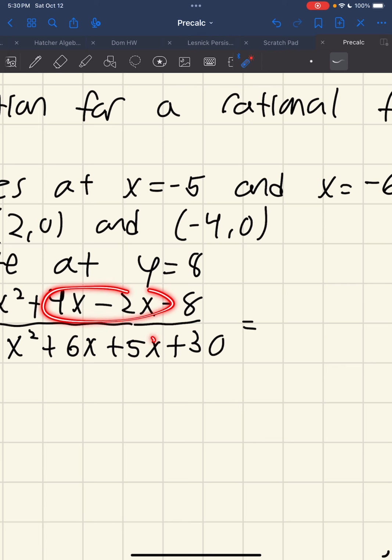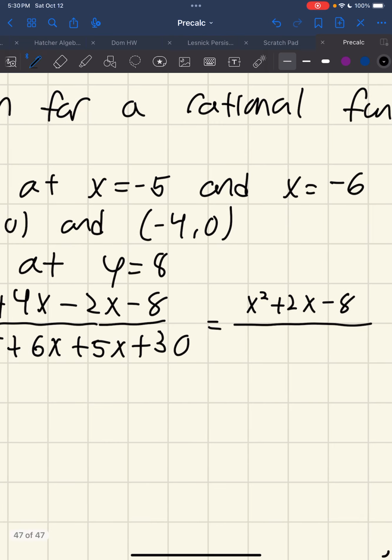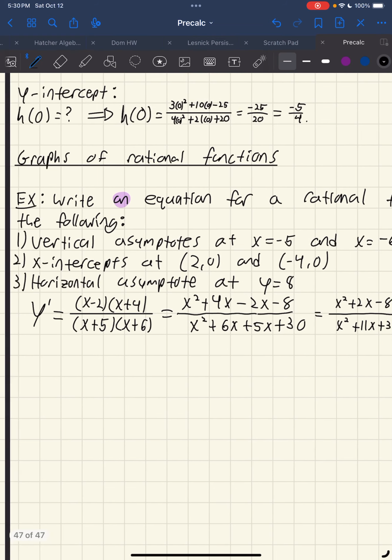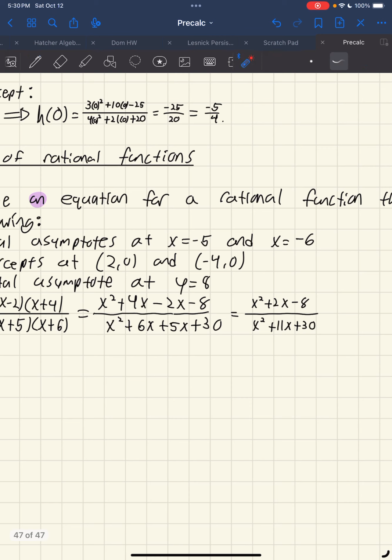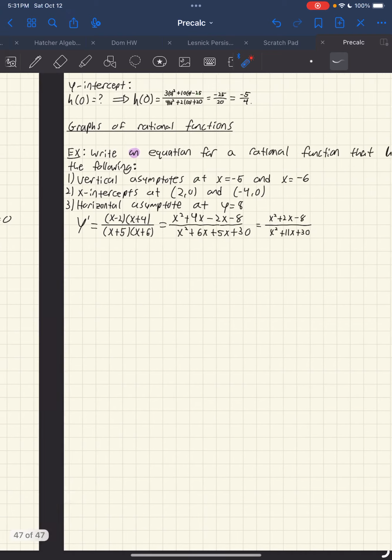Combining these two terms and these two terms, we get the top is x squared plus 2x minus 8 all over x squared plus 11x plus 30. Now it's a lot easier to see that the degree up here is 2, and the degree down here is 2. Not only that, now that the degrees match, we need to make sure that if I were to divide through, I'm getting 8, because I'm told that there's a horizontal asymptote at y equals 8. If the degrees match, the only way that can happen is if the leading terms divide to 8.